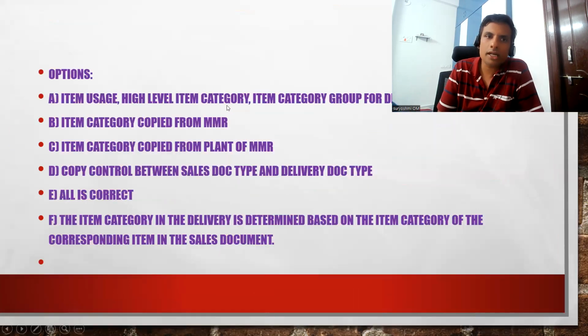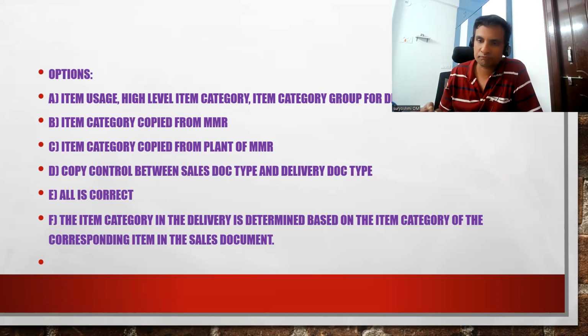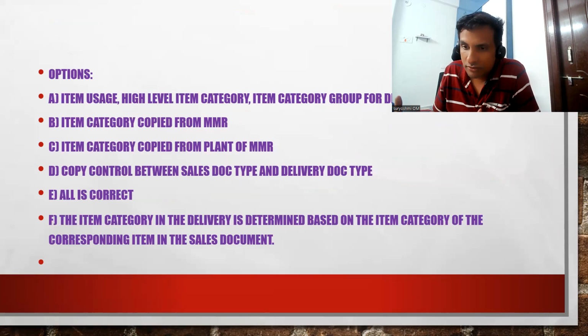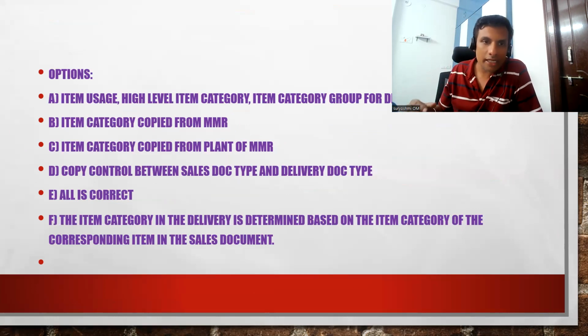Let's see the options. Item uses high level item category group for delivery document. Why? Item category copied from material master. So what? Item category copied from plant to material master. What we have to do? Copy control between sales document and delivery document. What is your immediate thought?